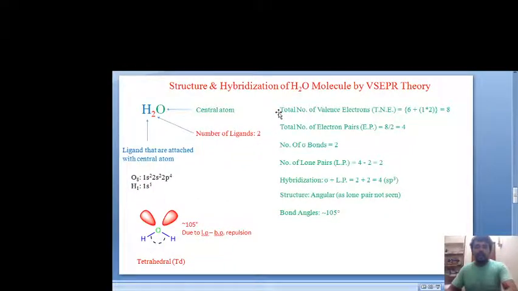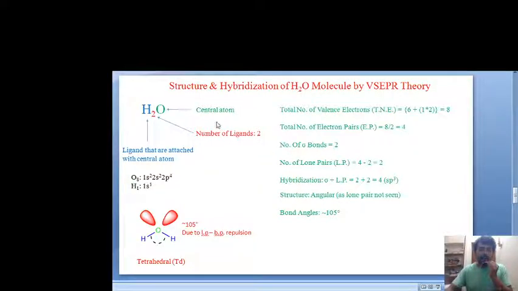Now the structure and hybridization of the water molecule by VSEPR theory. In the case of the water molecule, oxygen is the central element. It has 6 electrons in the outermost shell, so its valence electron count is 6, and hydrogen valence is 1. For the 2 hydrogens, the total valence counted is 2. Here the total number of valence electrons counted is equal to 8, and the total number of electron pairs is 8 divided by 2, that is equal to 4.